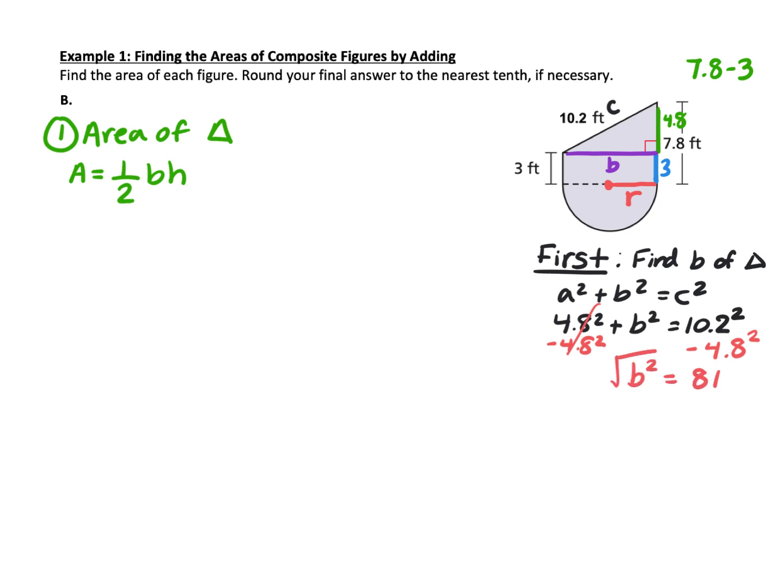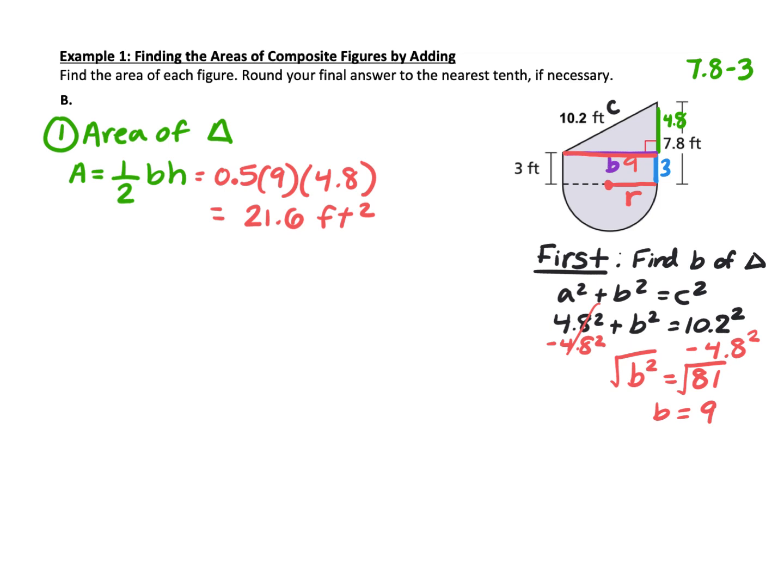Then we just need to undo the squared with a square root. So the base is 9. So let's add that to our picture here. The base is 9 feet. So that is this full distance right there. And now we can calculate the area of our triangle. Area equals 1/2 times the base, 9, times the height, 4.8. Just type that into your calculator, and you are going to get 21.6. So that's the area of the triangle.